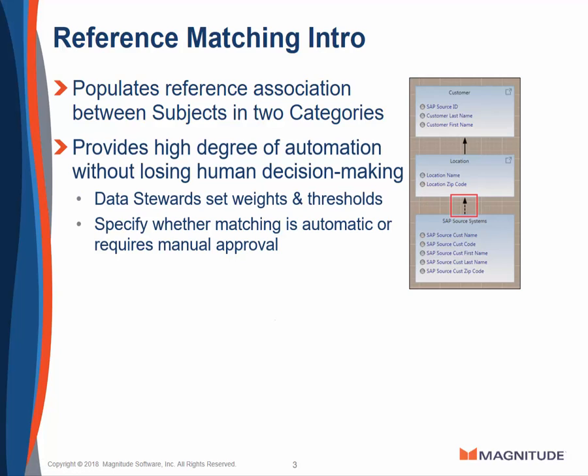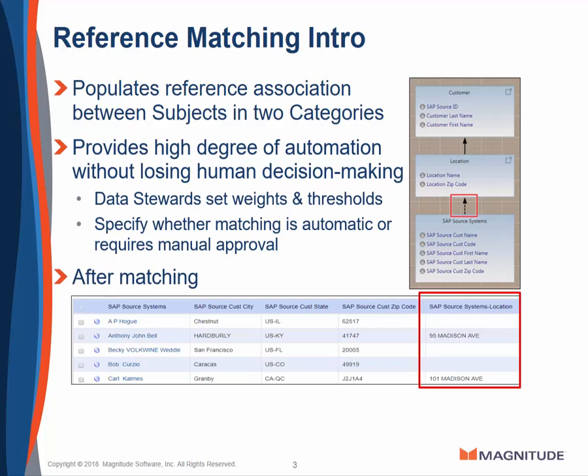Let's look at an example. I need to match subjects in my SAP Source Systems category with subjects in the Location category. The reference matching task will populate the SAP Source Systems to Location association attribute with a reference to a matching location. The red box on the BIM diagram shows the reference association I need to populate, and the right-hand column on the table of subjects shows the association after the matching task has run.